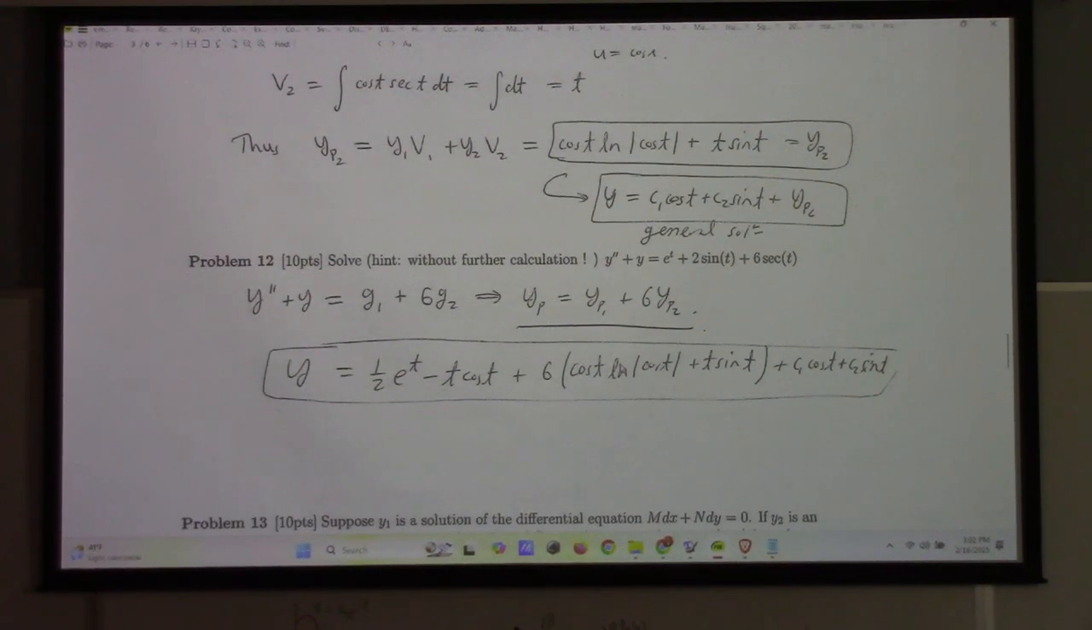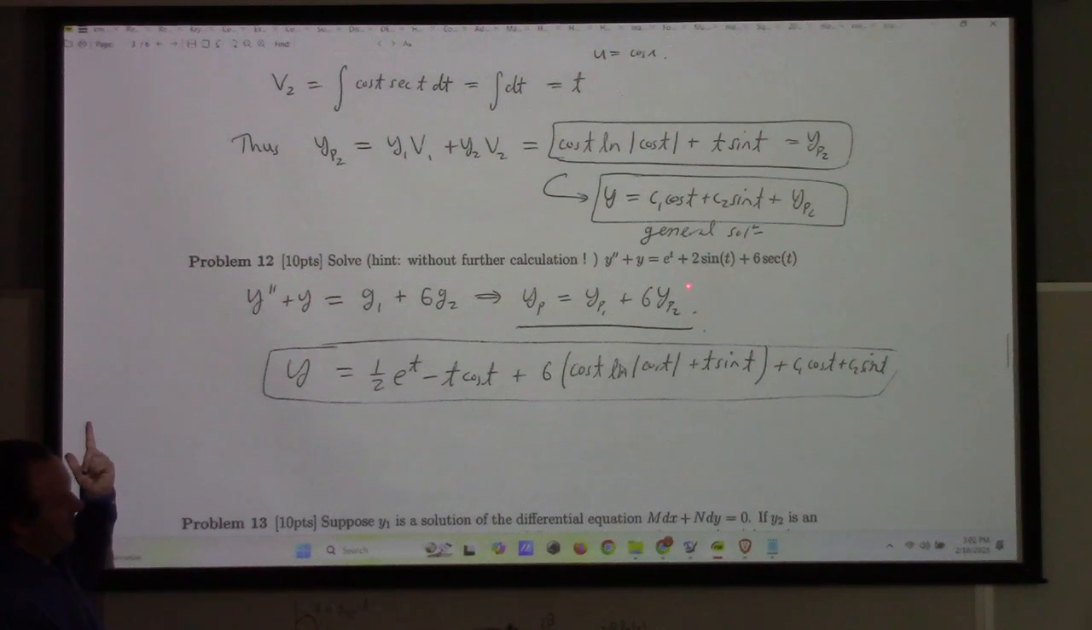Solve, hint, without further calculation. Ooh, I was being nice this semester. y'' + y = e^t + 2 sin t + 6 sec t. So what you've got to do is just use what was just done up above and put it together, and there's the solution. This is superposition.